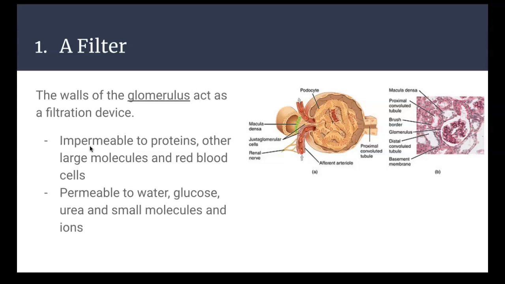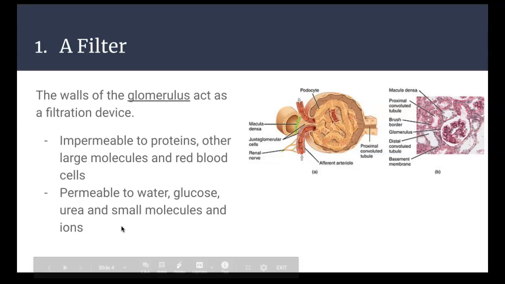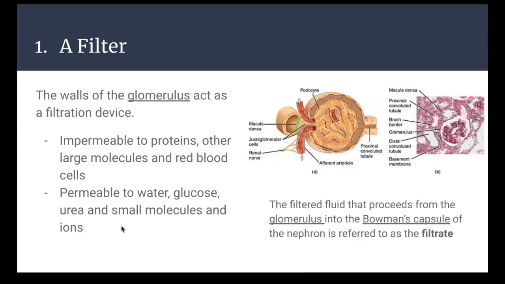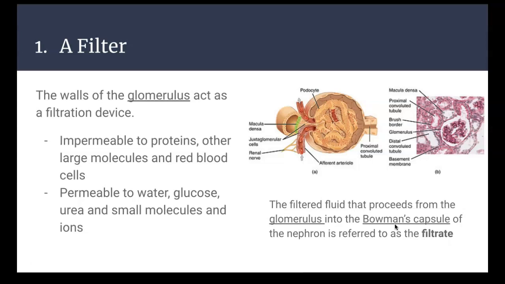It is permeable to things like water and smaller things like glucose and urea. Remember, urine is made up primarily of something called urea, which is basically a byproduct of ammonia. It's a nitrogenous waste that we want to get rid of, and small molecules and ions like sodium and chloride and other ions that we'll talk about a little bit later. So once the bigger structures like blood cells and proteins get filtered out, instead of calling the fluid blood, we call it filtrate, and it moves into the Bowman's capsule, which is the next structure in our nephron.